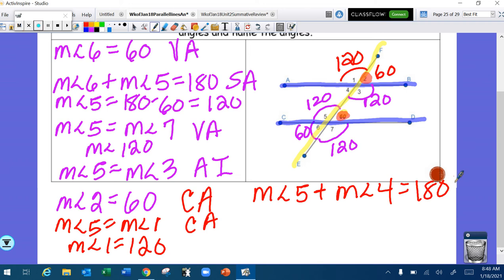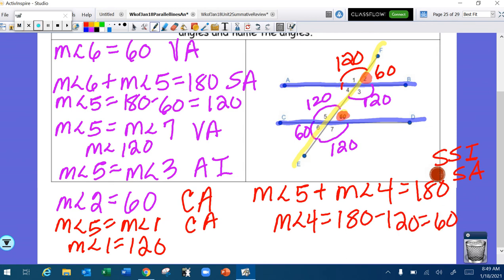And they are called the same side interior. They're on the inside of the parallel segments, and they're on the same side of the transversal. So same side interior, and they are supplementary angles. So the measure of angle 4 would be equal to 120. Wait, I'm tripping. It would be equal to 180 minus 120, which is 60. And you could have called that a vertical angle as well.